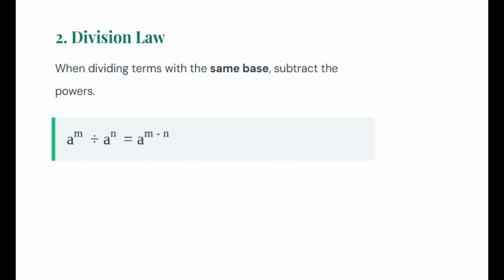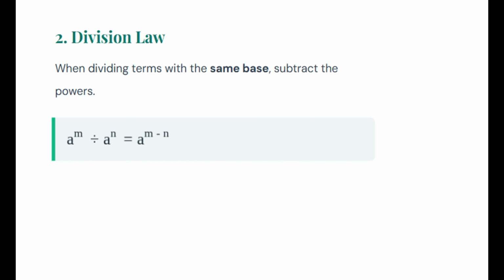Let's do an example. Given 3 to the power of 5 divided by 3 to the power of 3, we get 3 to the power of 5 minus 3, and our answer is 3 to the power of 2. Suppose we switch them so that it becomes 3 to the power of 3 divided by 3 to the power of 5. We get 3 to the power of 3 minus 5, and our answer will be 3 to the power of negative 2.